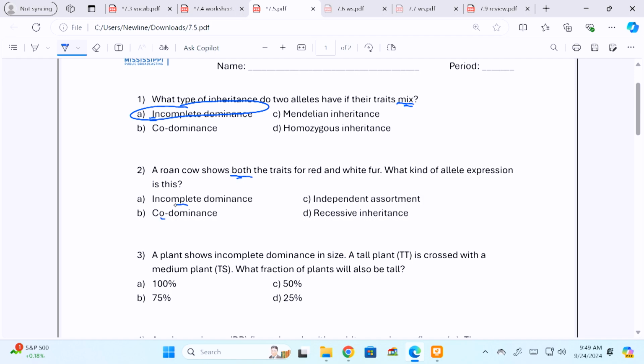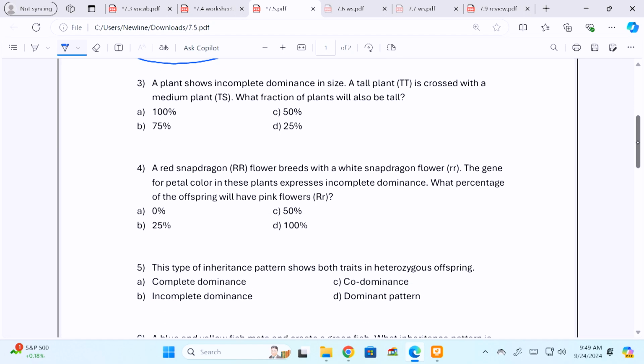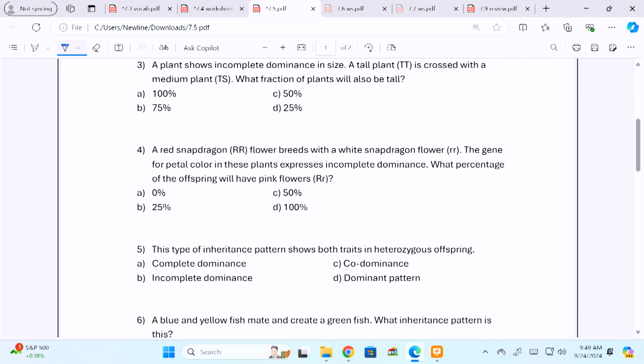So I wanted to make sure I did those first, because if you don't know what type of inheritance you're looking at, you're going to get the questions wrong. So just try your best to remember this. If they're mixing, it's incomplete. If you see both of them, it's codominance. Okay, so let's go ahead and get into it and see if we can figure these out.